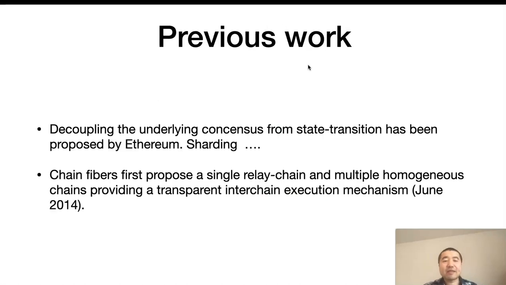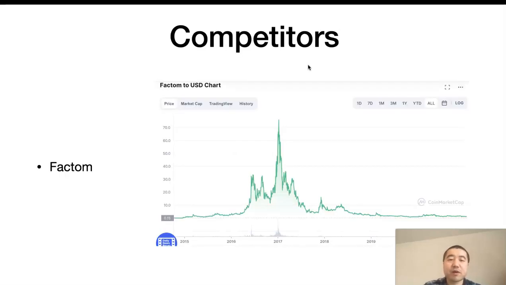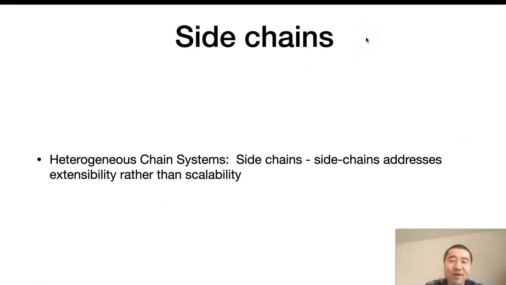There are also some other works, like Chem fibers. They first proposed a single relay chain and multiple homogeneous chains. I think this is kind of similar to the Polkadot idea they later proposed. And there are some competitors described in the white paper. I wish I had read the white paper a long time ago. The first one is a Factum. I also put the chart of the price here. If I had read the white paper, I probably would have checked this one.